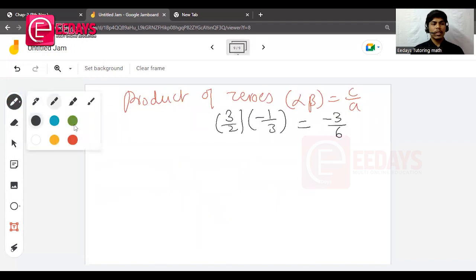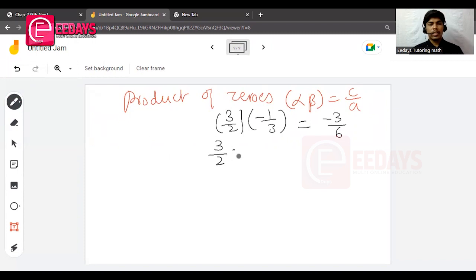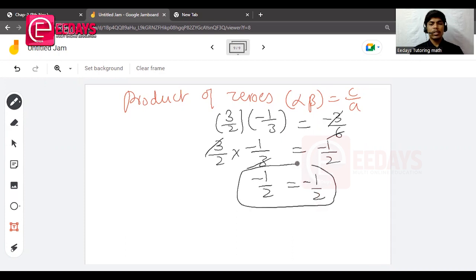Minus 3 by 6. Let's do the verification part. 3 by 2 into minus 1 by 3. The 3s get cancelled. Here the 3s get cancelled. You will get minus 1 by 2. Here also minus 1 by 2 is equal to minus 1 by 2. So we got the same thing. So you need to verify like this.